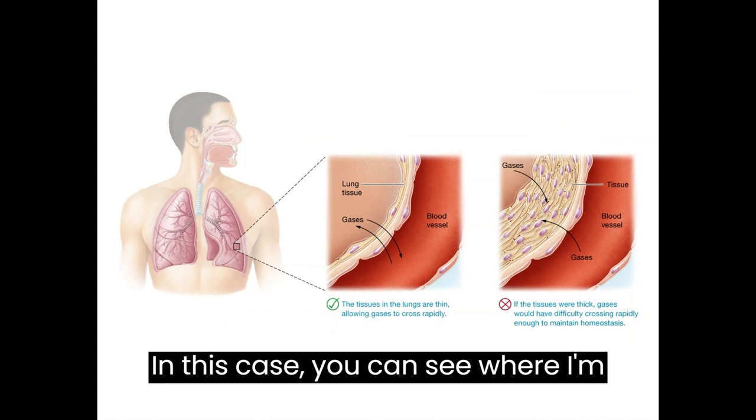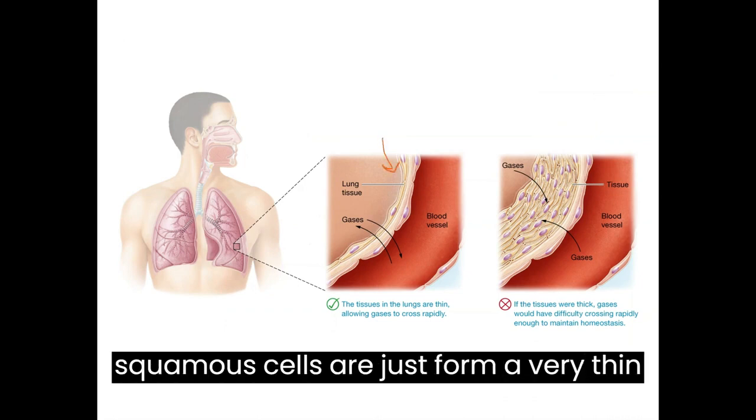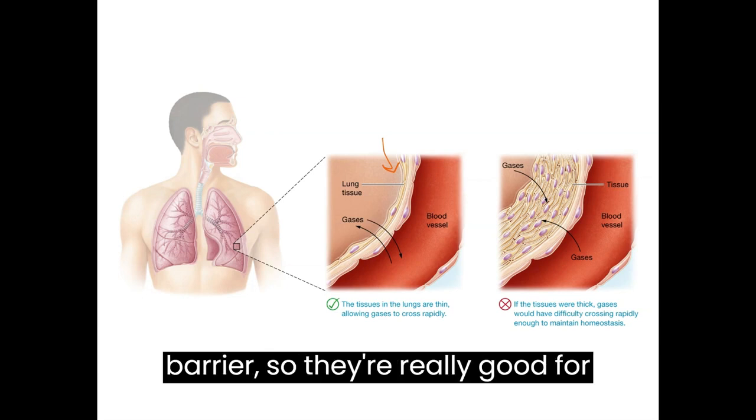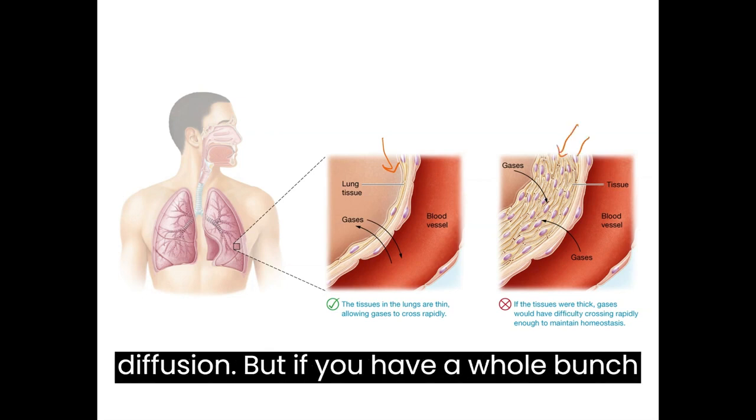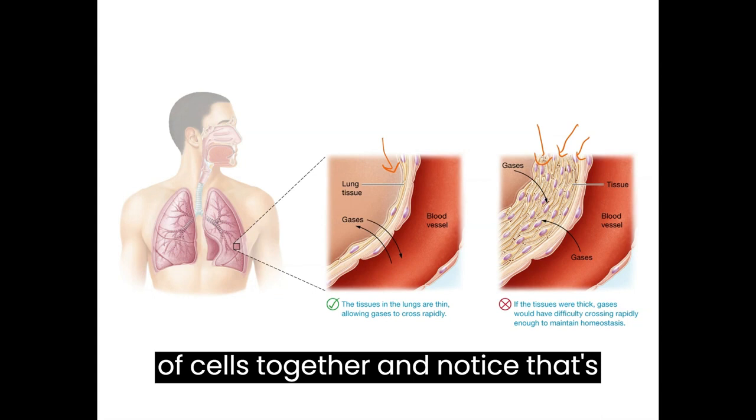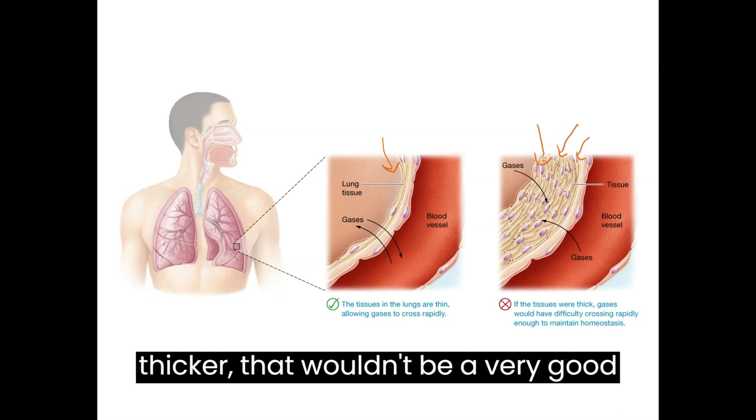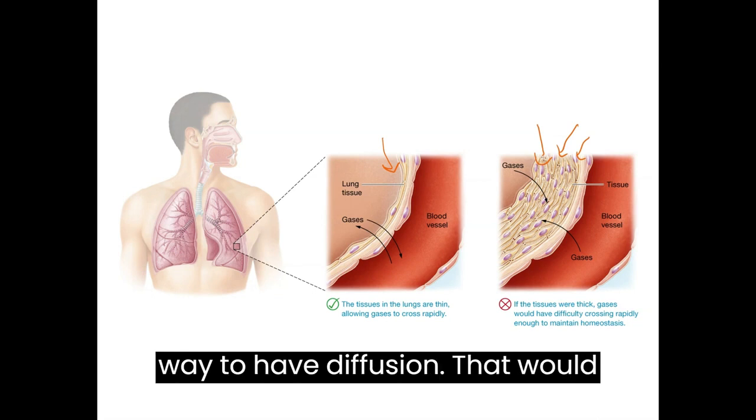In this case, you can see where I was showing you these thin cells. I said squamous cells, they just form a very thin barrier, so they're really good for diffusion. But if you have a whole bunch of cells together, notice that's thicker. That wouldn't be a very good way to have diffusion. That would probably be better for protection.